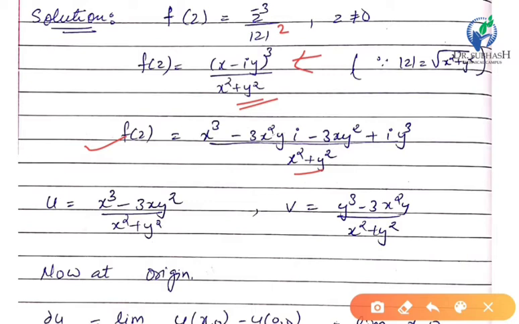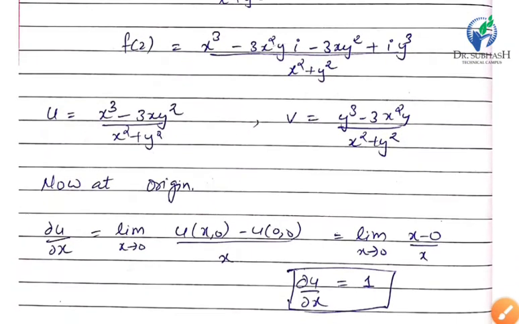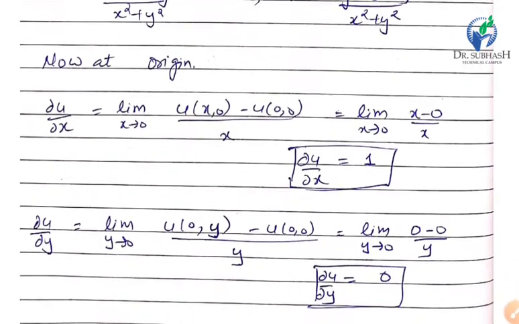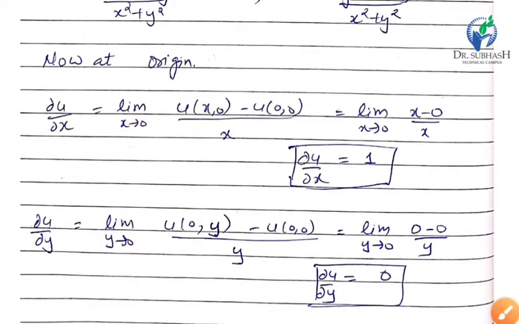Here the real part is x cube minus 3x y square. So this will be the real part, and the coefficient of i will be y cube minus 3x square y upon x square plus y square. These are our u and v. Now for the CR equations we will use, at the origin, since we have to find for z equal to 0, a different formula.